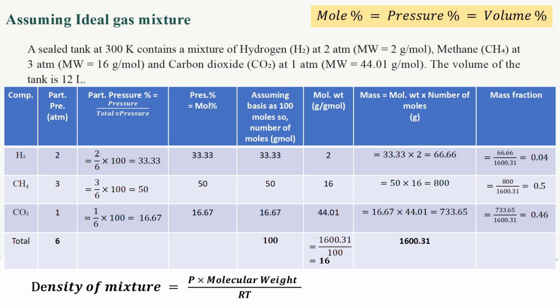The last step is to find the density of the mixture. So the formula is the pressure of the system times the molecular weight, divided by the product of R and T.